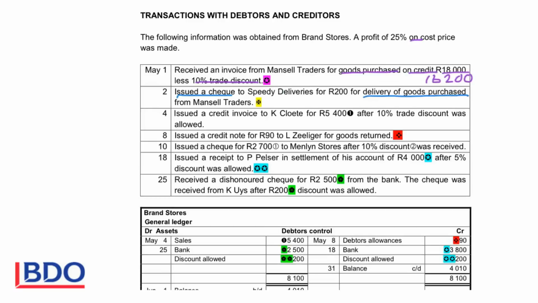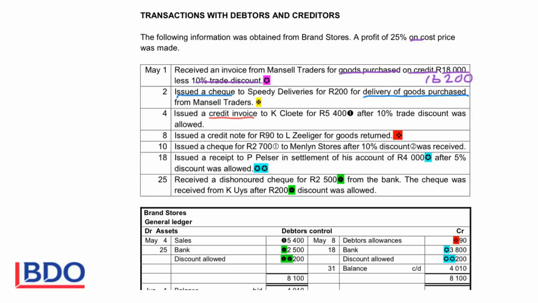Issued a credit invoice to Carriage for 5,500. That means if we issue a credit invoice, we sold goods on credit, we sell to debtors, so this will be recorded in my debtor's control. I've sold goods, so I will have to credit the sales account. When we sell goods, we always complete two double entries.